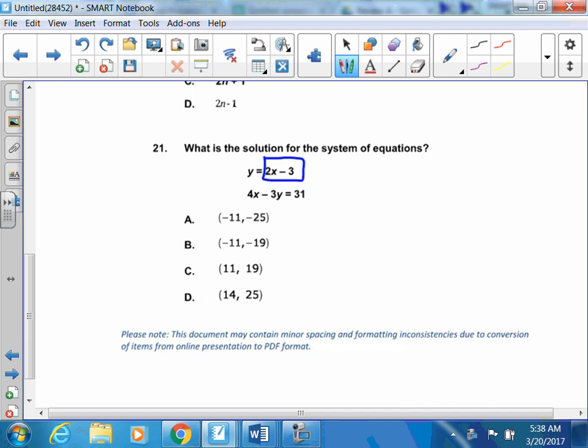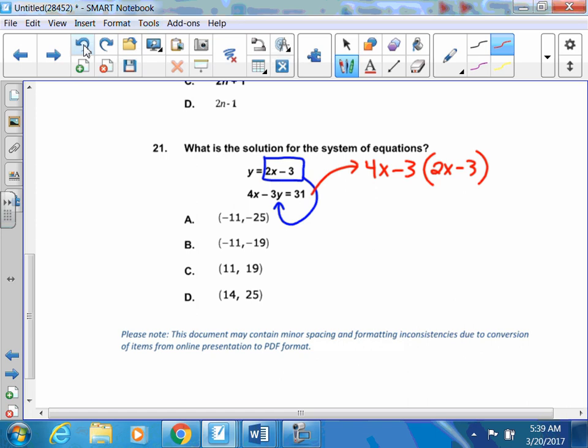So we're going to take that chunk, that 2x minus 3, that equals y. And I'm going to take it, and I'm going to plug it in for y right there in the other equation. So if I do that, I'm going to rewrite the second equation, 4x minus 3, but instead of y, I'm going to have the 2x minus 3, because 2x minus 3 equals y. It's the same thing as y.